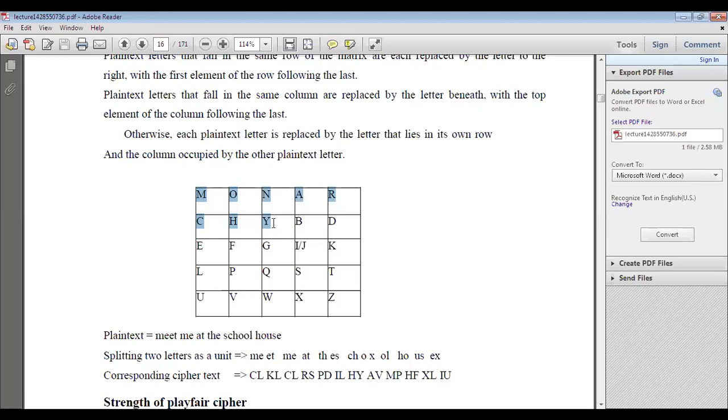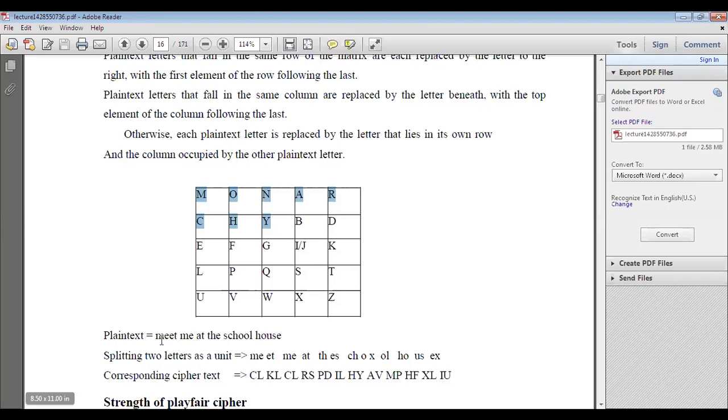After that, whenever you use this key, the remaining characters you have to fill in sequentially, in order, except J. That is the Playfair cipher technique. So now, after that, you have to design a 5 by 5 matrix.